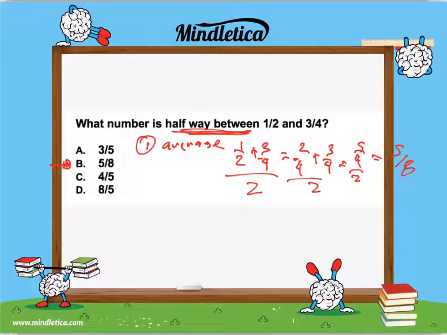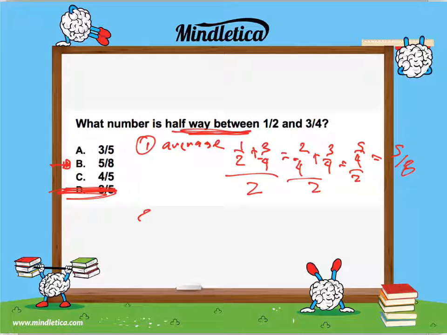Now, if you didn't really think of the fact that this would be an average, you also could have done, actually first things first too, when I think about 1/2 and 3/4, these are both less than 1, so you could immediately cross off D, which is obviously greater than 1, right? It's definitely not going to be in the middle, right?